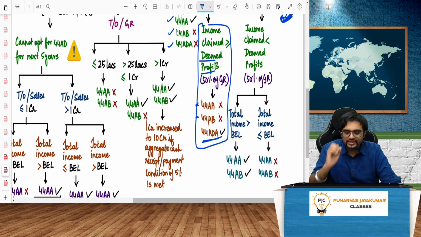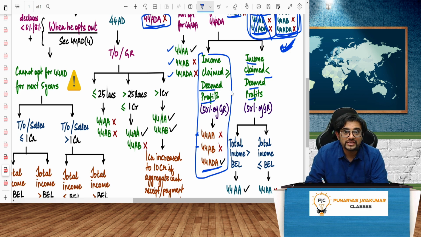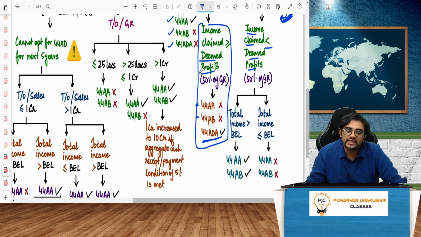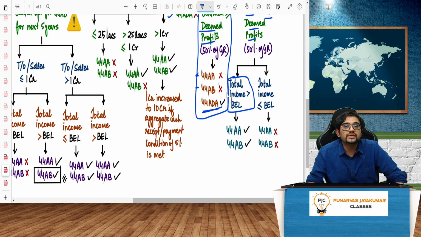Now one deadly thing as per the amendment, right? If the income claimed is less than the deemed profits, my dear friends, whatever you have claimed is less than the deemed profits, means what? Less than 50% you have claimed under 44ADA, then what does it say? If the total income that you are claiming in your return is more than the basic exemption limit.